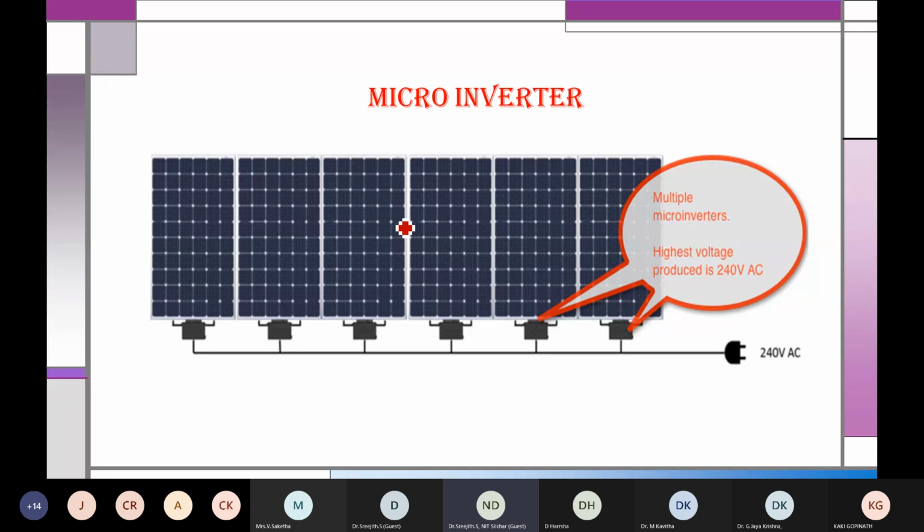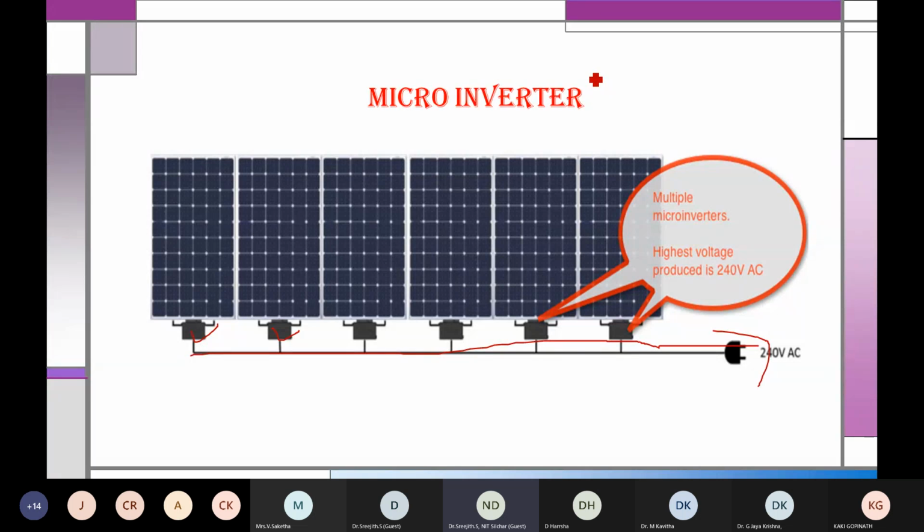See, micro inverter in the sense, each and every panel has an inverter. So this panel has an inverter, this panel has an inverter, every panel has an inverter, and the output is connected like this. Okay. For low power applications, we can go for micro inverter. So micro inverter means each and every panel has an inverter connected to it. Okay. So output will be taken and given to the load.